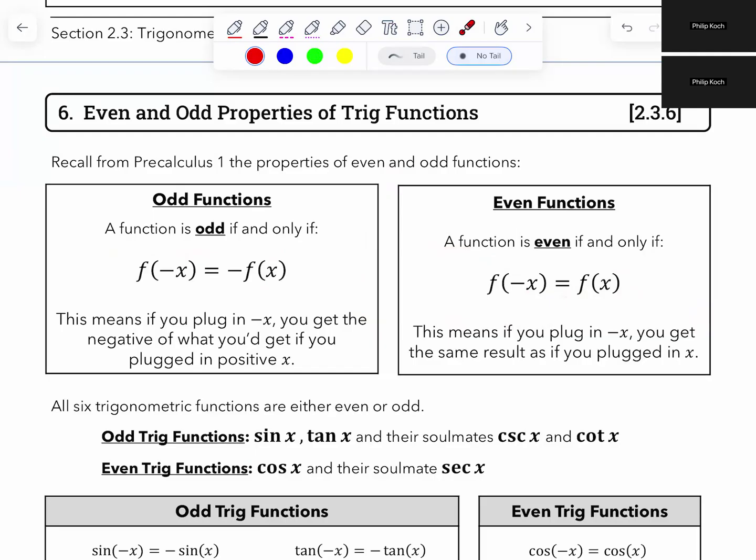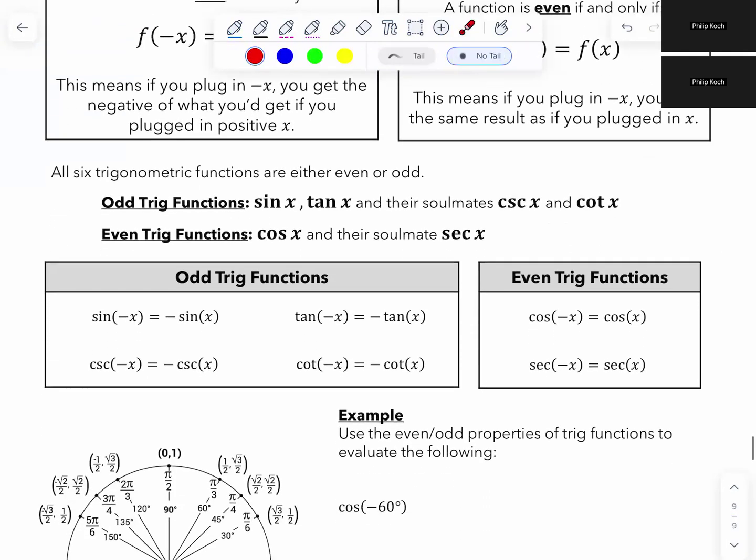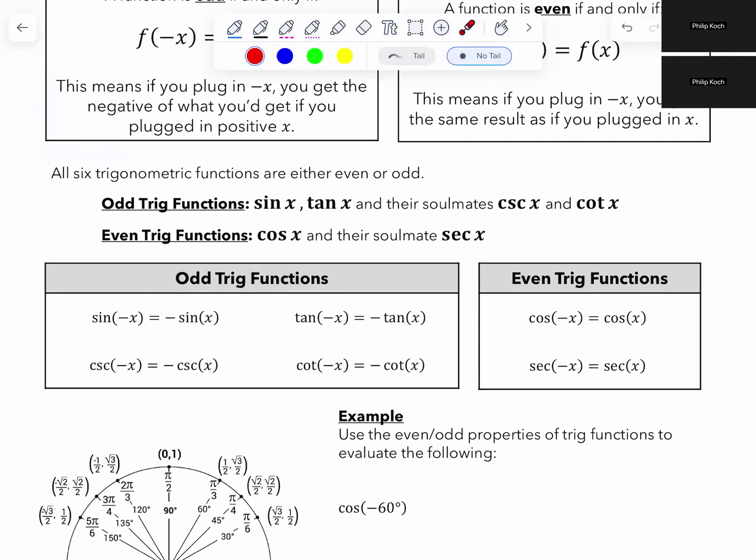But it is interesting for trig functions because sine and tangent and their soulmates, cosecant and cotangent, those are all odd functions. So that is to say, sine of negative x is equal to negative sine of x. Tangent of negative x is equal to negative tangent of x. Cosecant of negative x is equal to negative cosecant of x. Cotangent of negative x is equal to negative cotangent of x.